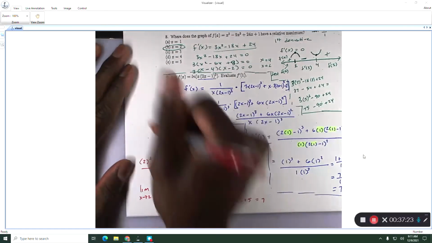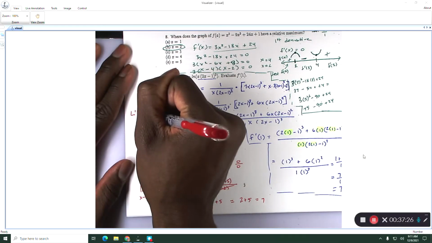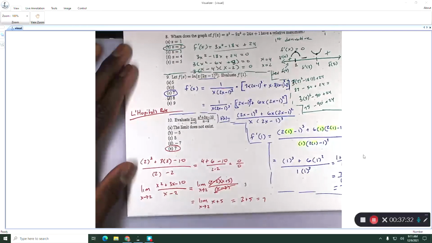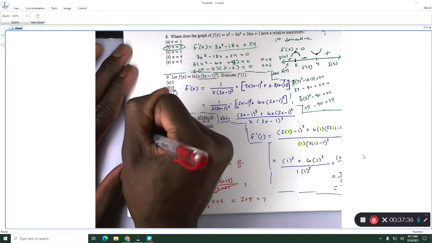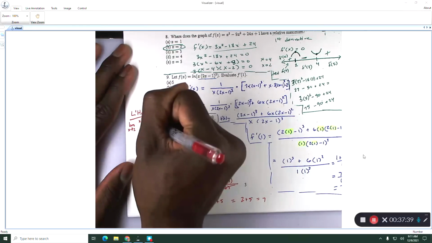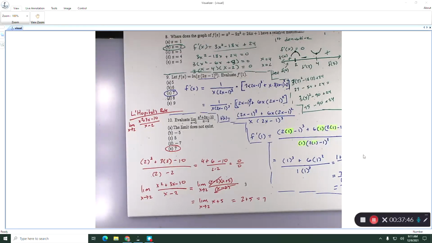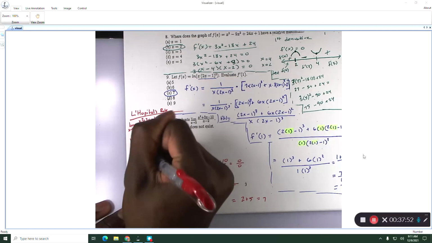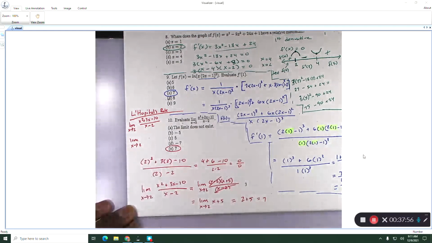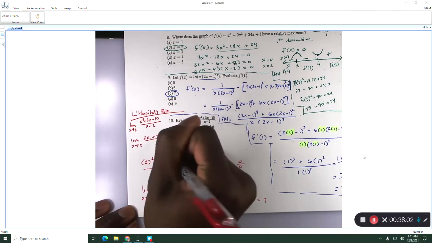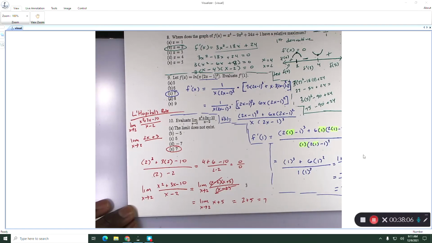Well, we learned something called L'Hopital's rule. So if we have this limit as x approaches 2, and the top and bottom are differentiable, we can actually say that the limit as x approaches 2, let's take the derivative of the top, 2x plus 3. The derivative of the bottom is just going to be 1. The derivative of x is 1, and the derivative of negative 2 is just 0.